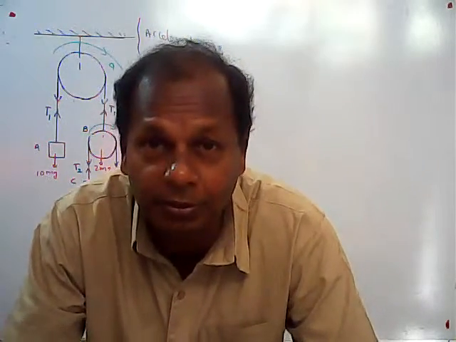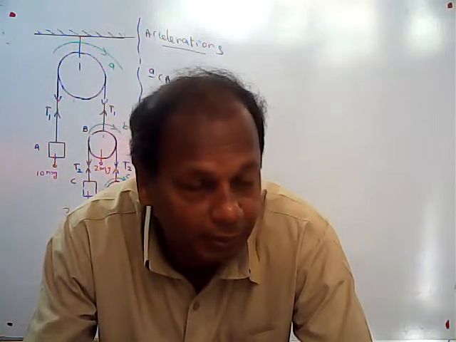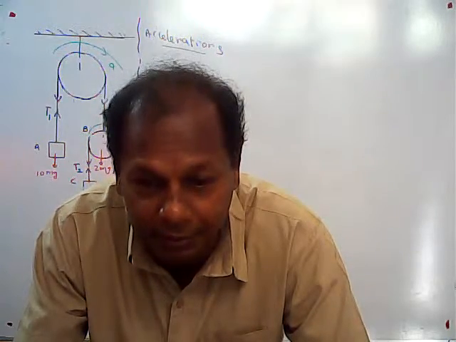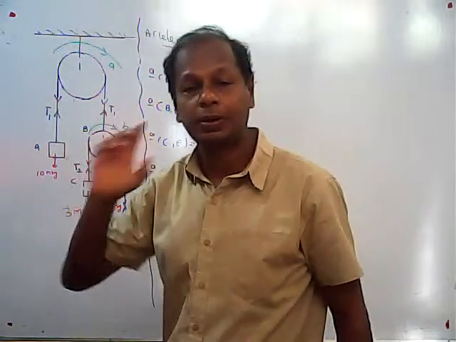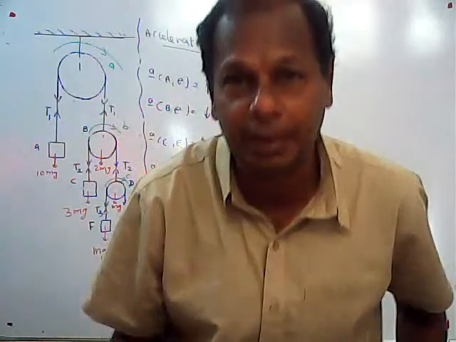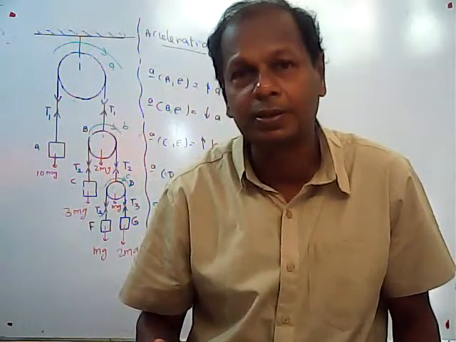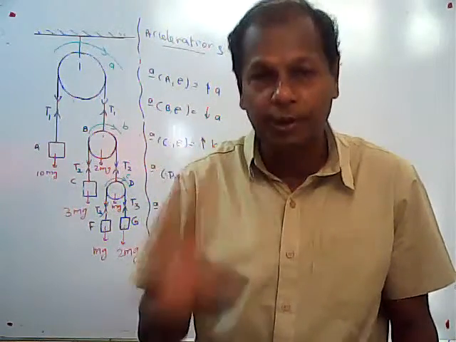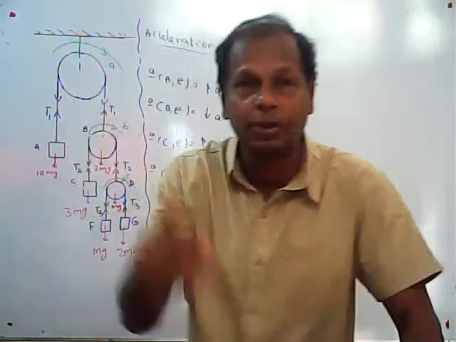So how many equations do we need to obtain? 6 unknowns, then you will need 6 equations. To derive the equations, we apply F equals ma. Apply F equals ma on what to get 6 equations, right? So this is how you have to argue.